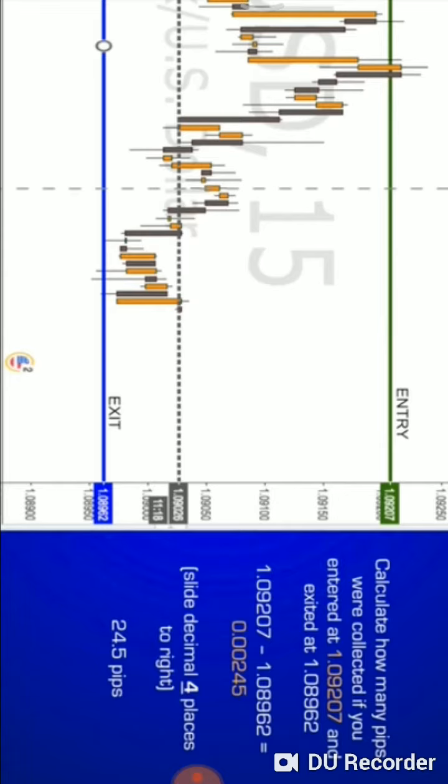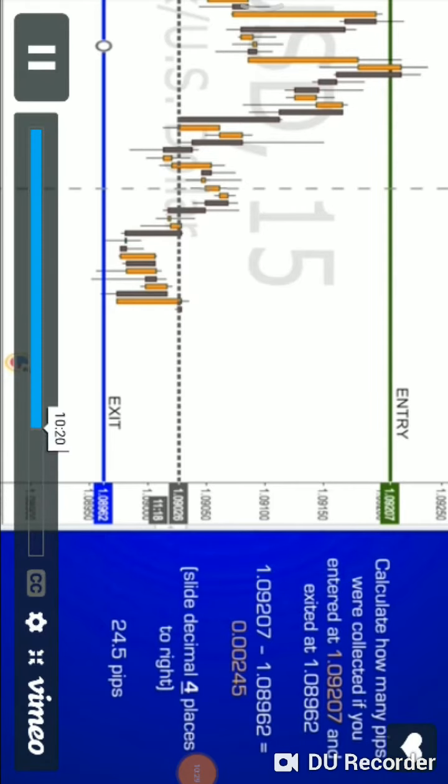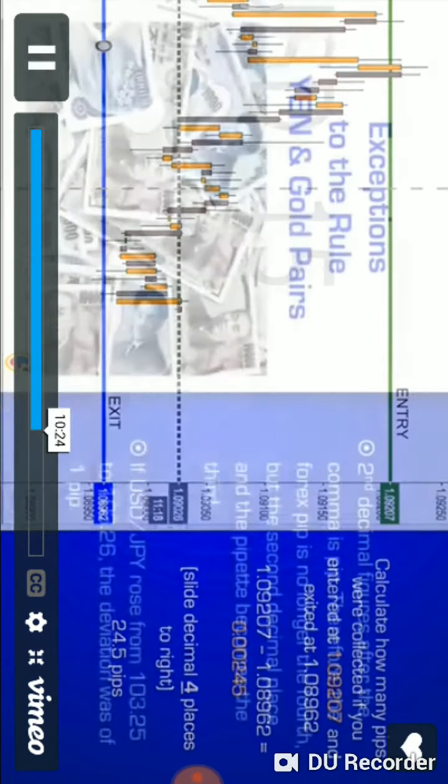You are going to subtract those numbers. It's going to equal 0.00245. You can slide the decimal over 4 places to the right, and then you end up with 24.5 pips. Hopefully, this is getting more simple. If not, please replay this video.